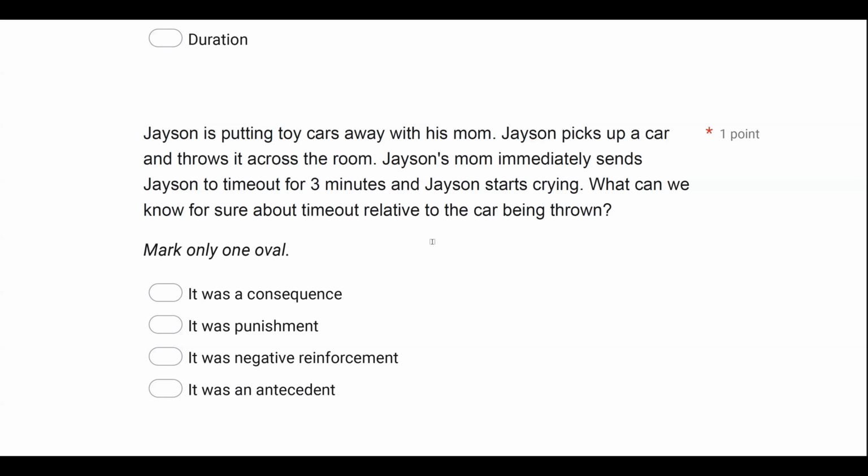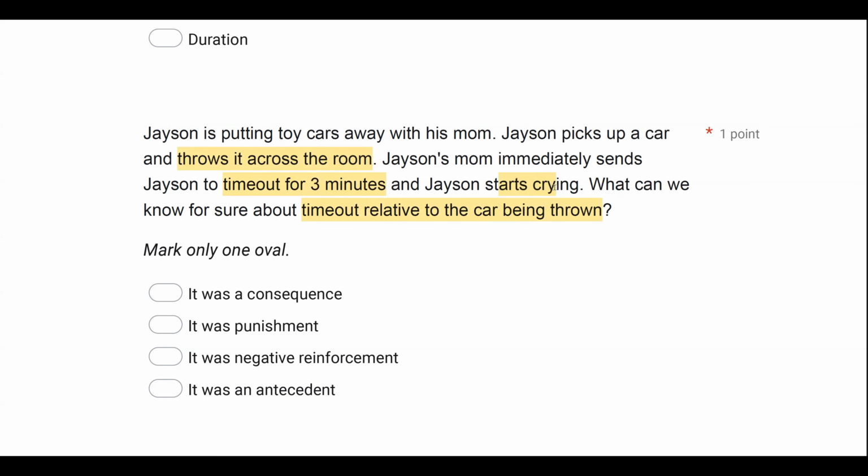We know consequences change behavior. In order to specify what type of consequence we've used, we need to know how the future behavior actually changed. Can we know for sure how this behavior changed? Well, what do we know about the timeout relative to the car being thrown? We know Jason's putting cars away. We know Jason picked up the car and threw it. And so, as a consequence, Jason's mom sent Jason to timeout. So, that timeout was the consequence for throwing the car. And then Jason's crying because of timeout.